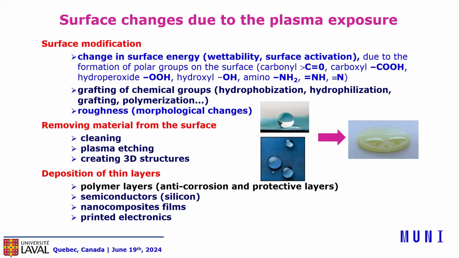If a plasma has some special conditions, we can also change the roughness and induce morphological changes, which also results in changes of surface properties. But this is not our case, because our plasma systems usually generate very gentle plasma, which is not dangerous for the surface. Plasma we can use also for removing material from surfaces. Here we can classify cleaning, plasma etching, or creating different 3D structures. And also a very important application is deposition of thin layers.